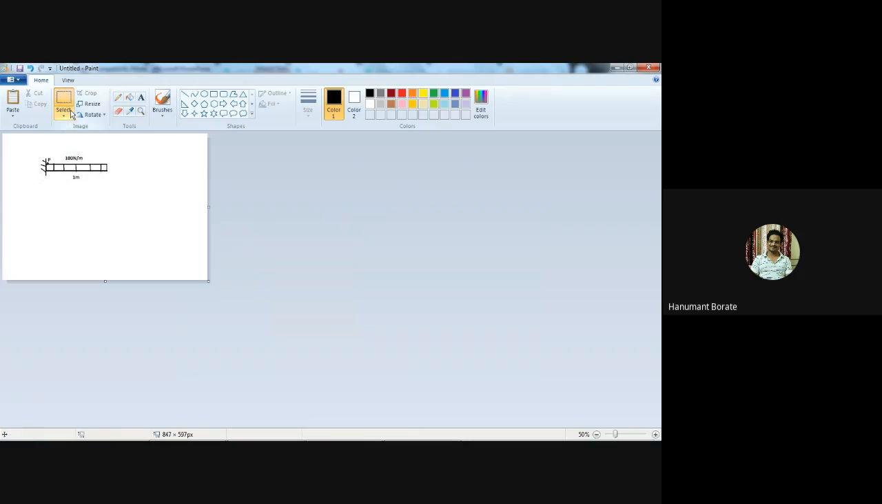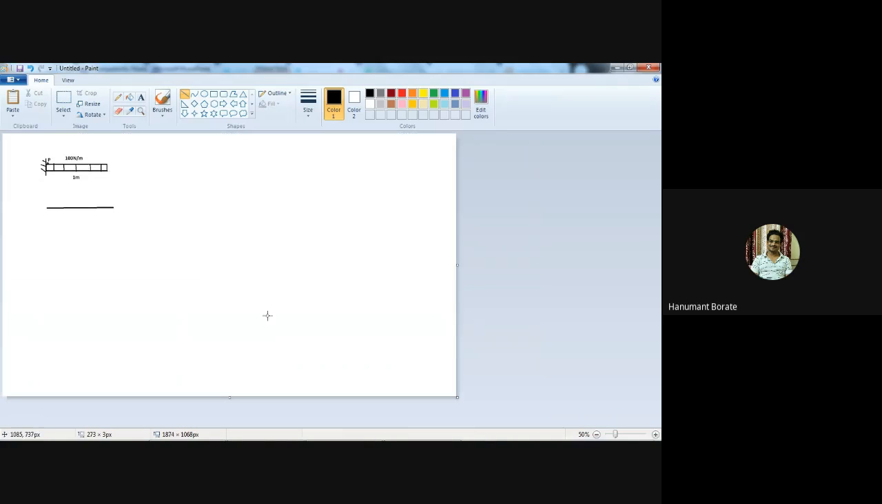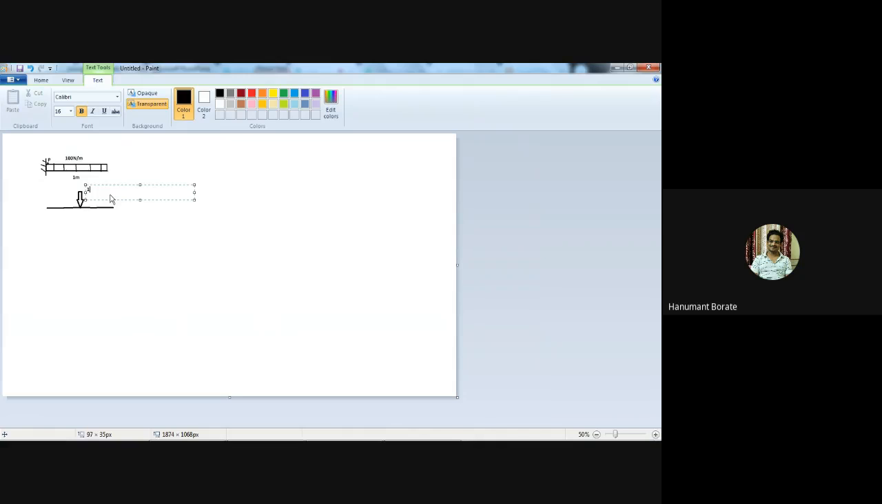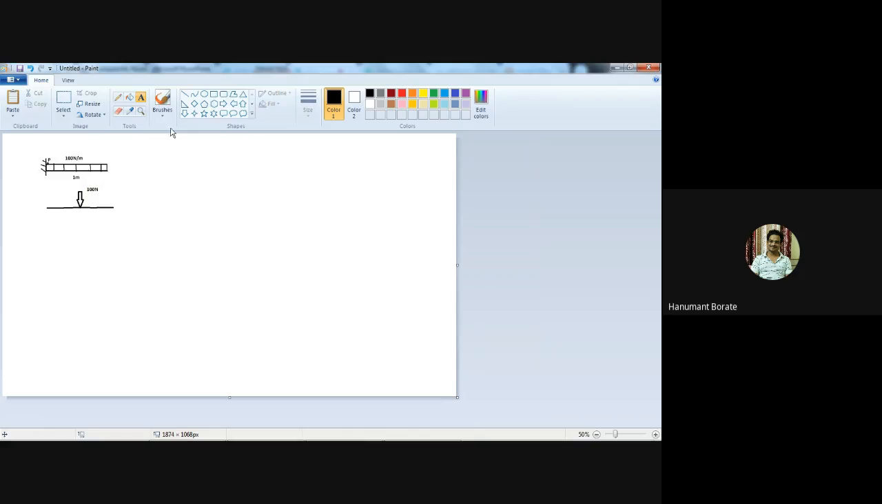So to draw the free body diagram, we need to convert the UDL into a point load. Now the UDL intensity is 100 Newton per meter and the length of the beam is 1 meter. So I will write here 100 Newton. The total load is 100 Newton only. And here is the fixed support.